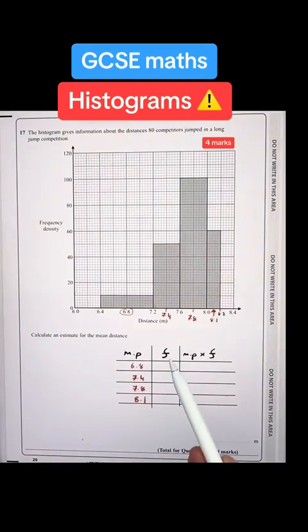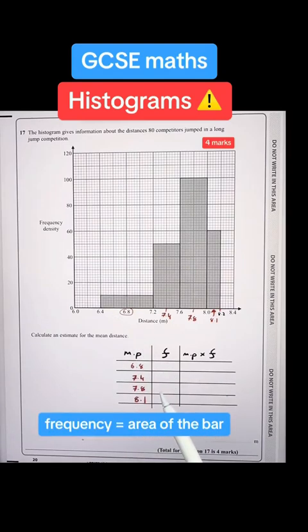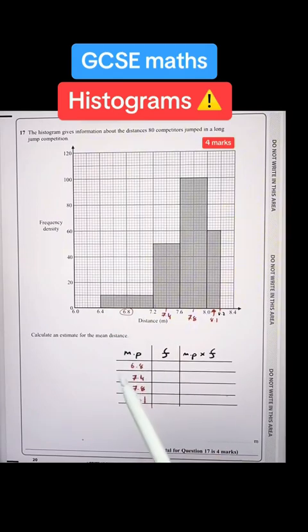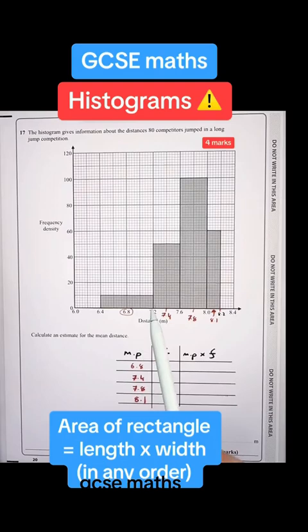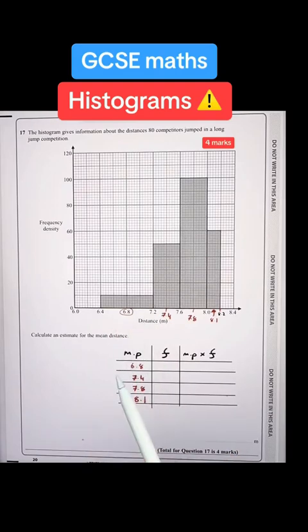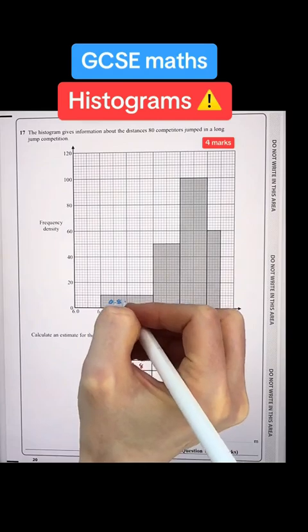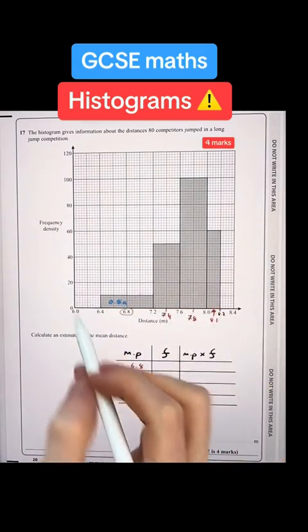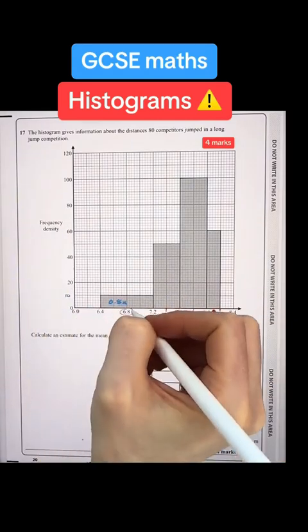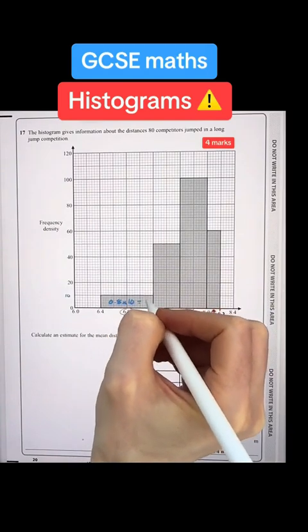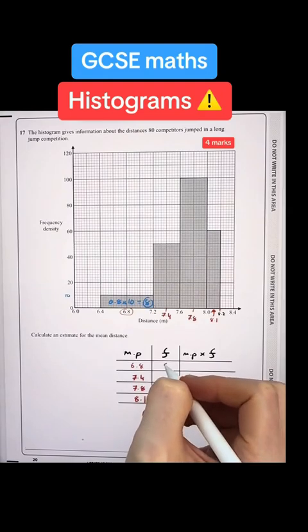I now need to calculate the frequency of each bar. To calculate the frequency from a histogram, we know frequency is the area of each bar. So to calculate the area of a rectangle, it's simply the length multiplied by the width. Look at my first bar here. Well, the length here will be 7.2 take away 6.4, which gives us 0.8. We now multiply by the width. In this case, in between 0 and 20 is 10. So 0.8 times 10 will give us 8. So it has a frequency of 8.